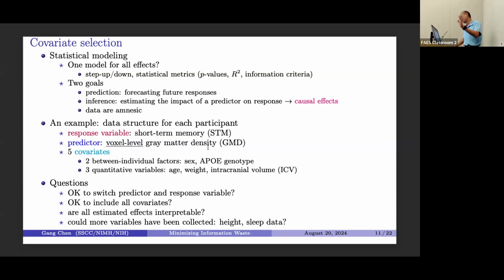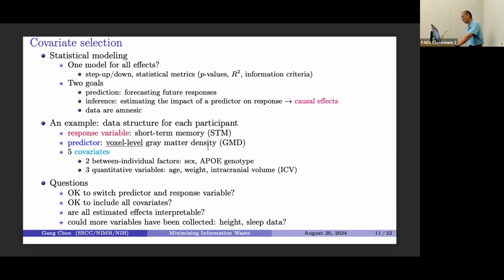We have, let's consider, 5 covariates. So we have males and females, that's one. That's a between-individual grouping variable. Then we have the genotype, that's another between-individual variable, right? So those are 2 factors. There are 3 quantitative variables: age. Then we have body weight. Then we have intracranial volume, how big the brain is, the brain size inside the skull. So those are the 5 variables.